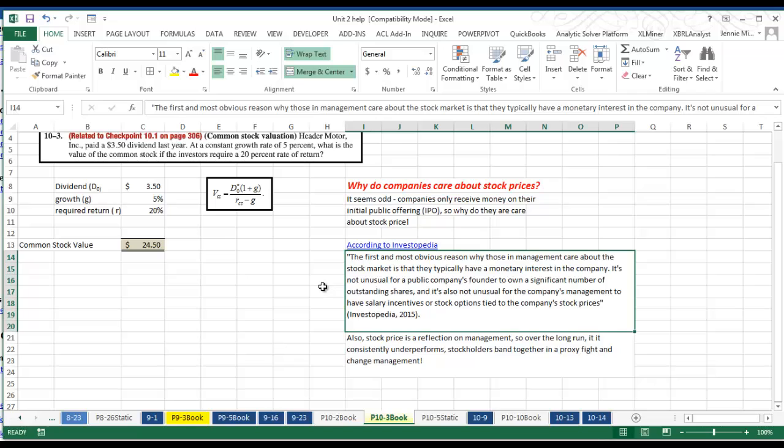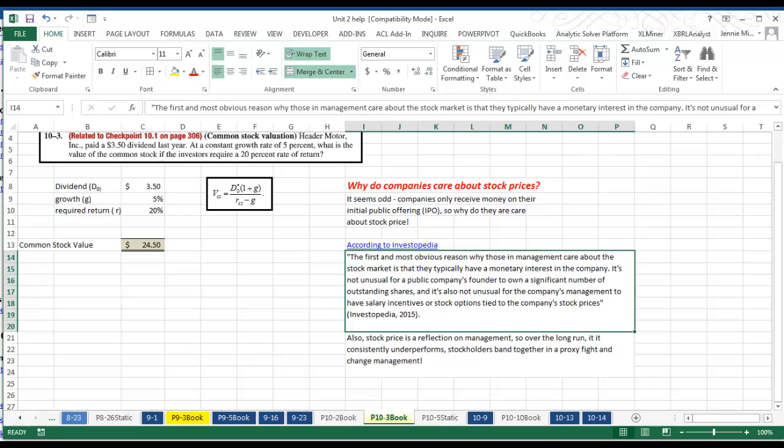What I did is I actually took a look in Investopedia, and they have an article in there that, you can click that link if you'd like to look at it, that typically talks about the reasons that a company would care. One is that they use it for stock incentives for their own employees, and a lot of the managers will actually have quite a few shares of stock themselves. And the second reason is that if it continues to underperform and the stock price falls, stockholders will band together and actually set up a proxy fight to change management.